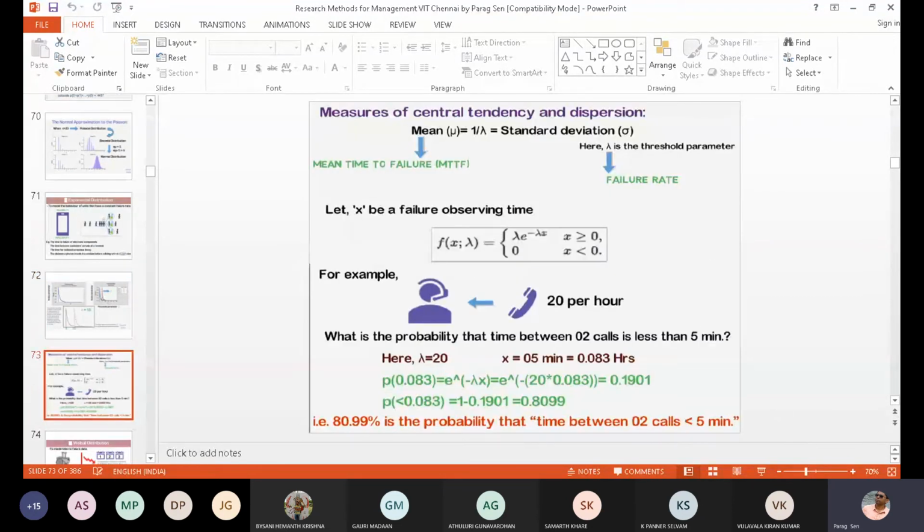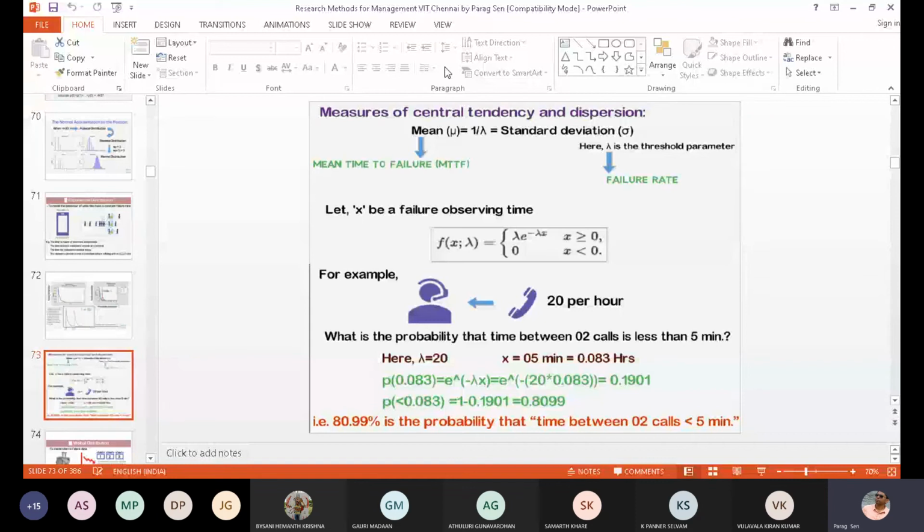Okay, now given x and lambda, f(x) is given by lambda times e to the power minus lambda x. And the mean is given by 1 by lambda, which is equal to the standard deviation.